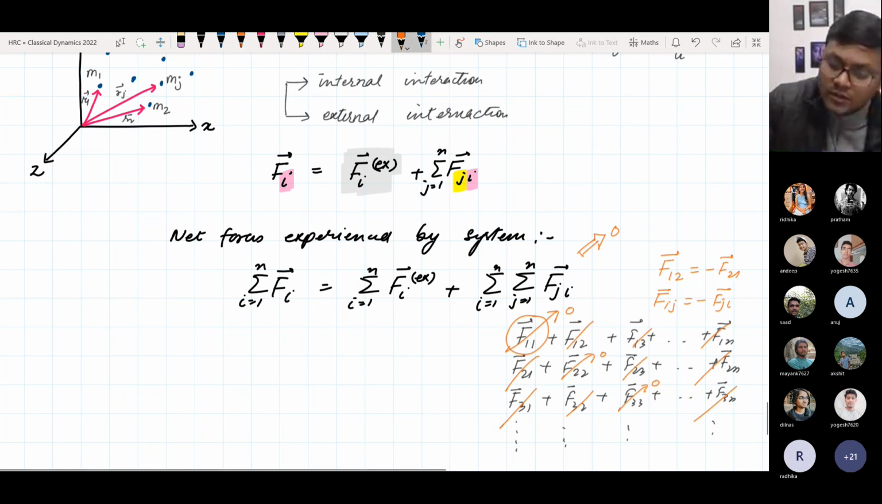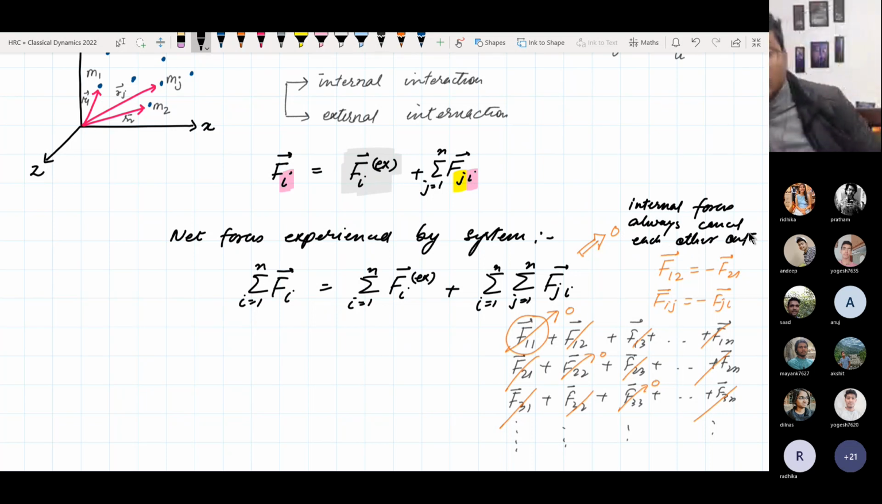This is a very important property. Internal forces always cancel each other out. If they did not, then it would violate Newton's first law also. A system cannot move because of internal interaction. It's not possible.